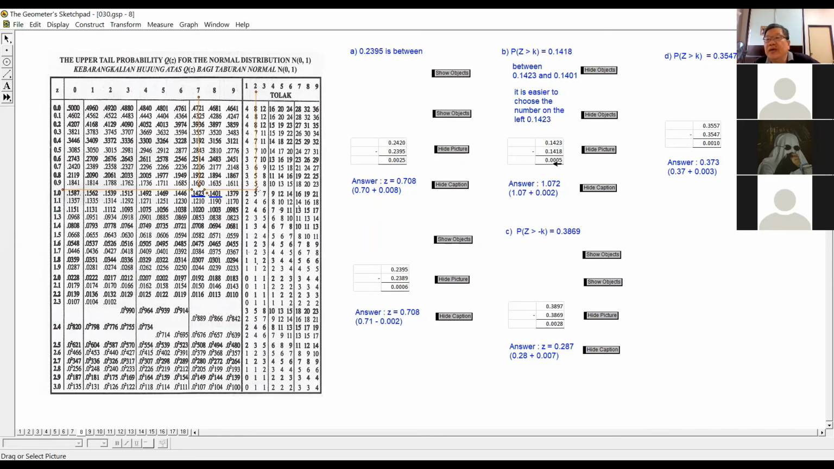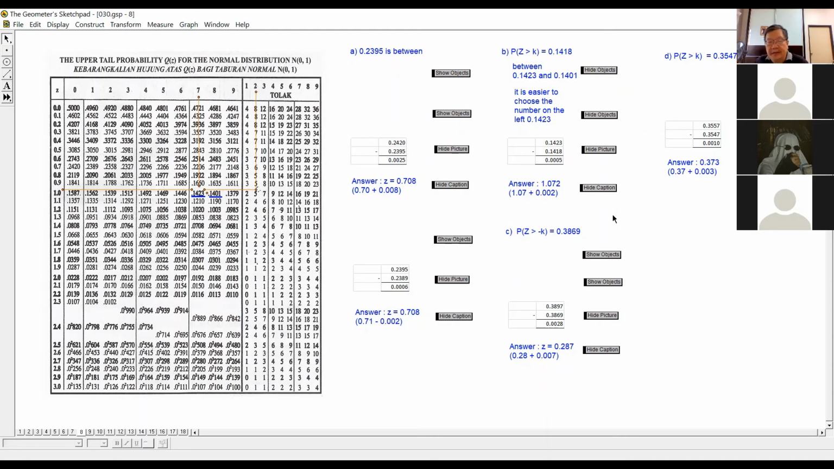The answer is 0.0005. So this number 5 corresponds to the number 2 at the top there. It corresponds with the number 2. So my answer is 1.072. This one, 1.072. Anyone don't know how to use the table to find the z-score?